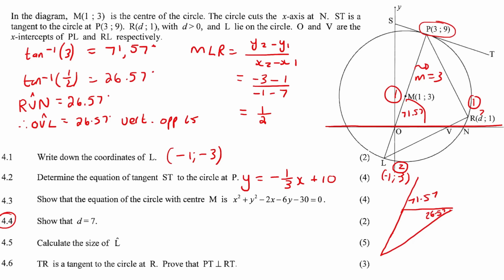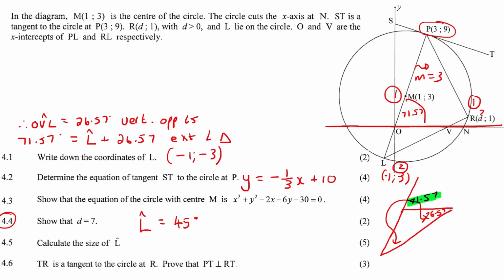We know that the exterior angle of a triangle is always equal to the sum of the two opposite angles, so that one plus that one. So we can then say that 71.57 is going to be equal to angle L plus 26.57, and that is because of exterior angle of a triangle. And so if you then had to work out angle L, you would eventually get 45.